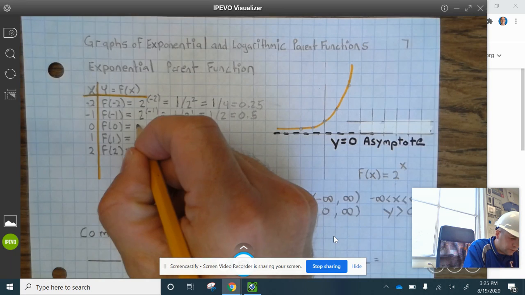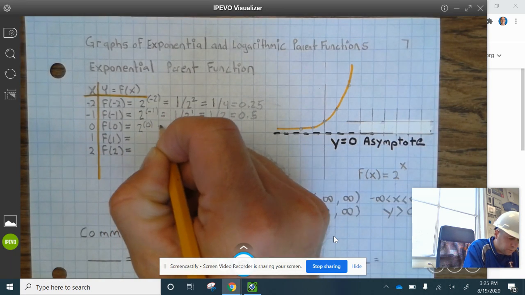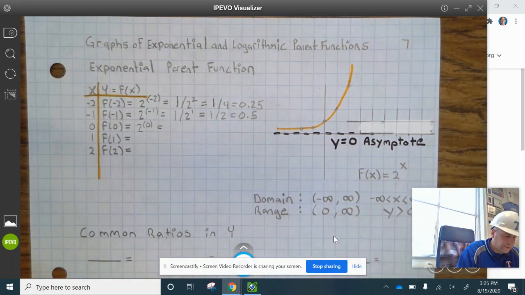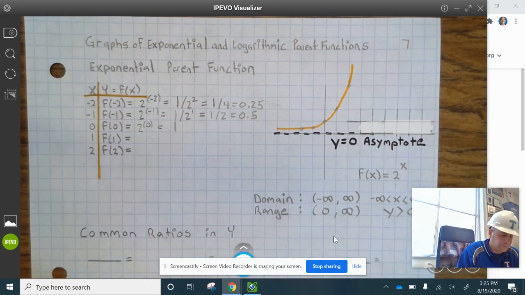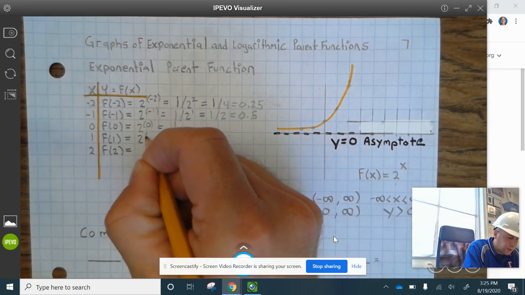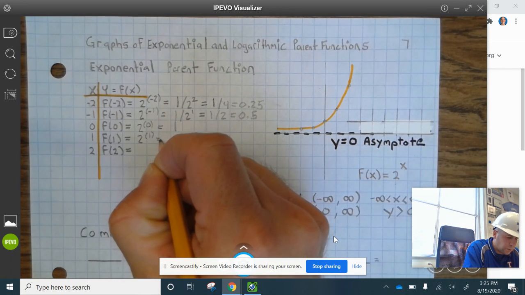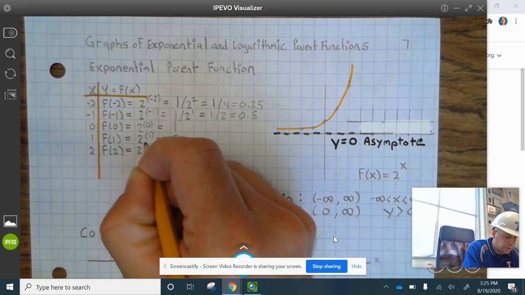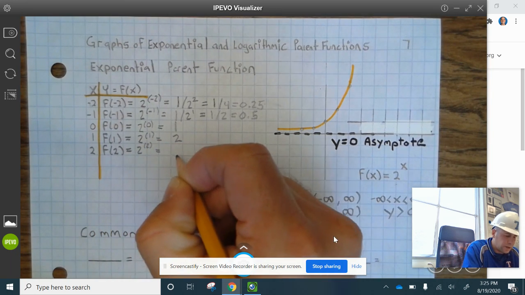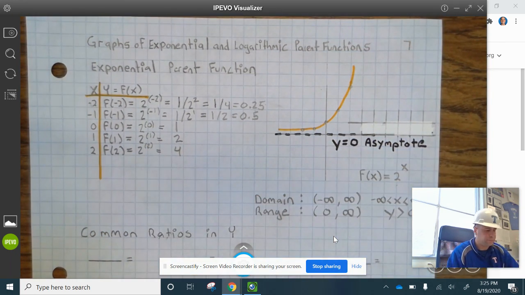All right, and then we have 2 to the 0, which equals, well, that's easy. Anything to the 0 power is 1, so that equals 1. And then 2 to the first power equals 2, and 2 to the second power equals 4.